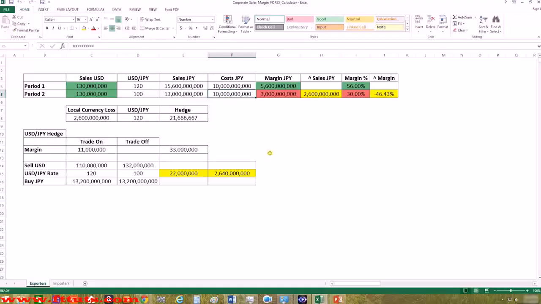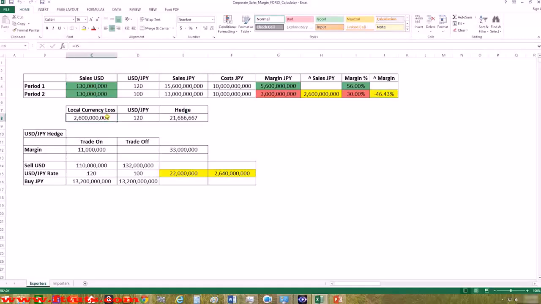And our costs have stayed the same as well. Our new margin is 3 billion yen and is 30%. The difference in the margin is down to the change in the exchange rate. So the difference in sales and change in margin due to the exchange rate. So sales in yen change, therefore the margin changes. This means the margin has decreased by 46% because of the change in the exchange rate.